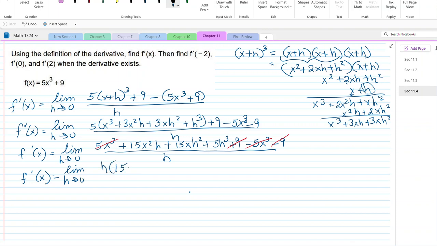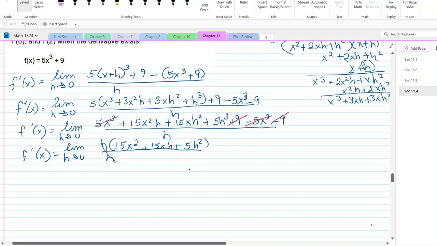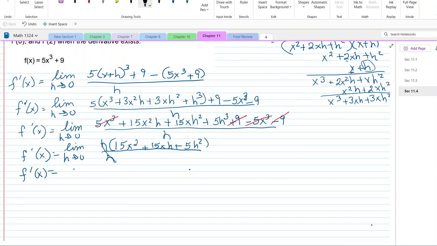That'll leave me 15x squared plus 15xh plus 5h squared, and this is all over h. So now I'm going to apply the limit as h approaches 0 to it, and I'm left with 15x squared. Because this is 0, this is 0. So I'm left with that.